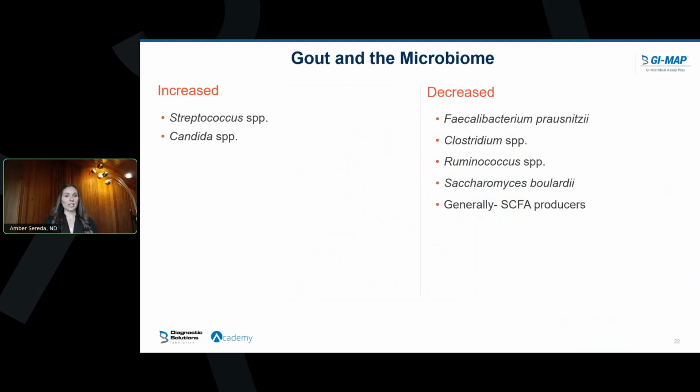And just a few characteristics of the microbiome of gout patients that we see in the literature. Overall, we tend to see an increase in strep species and candida species. Overall, we see a decrease in Faecalibacterium prausnitzii, Clostridium species, Ruminococcus species, Saccharomyces boulardii, and in general, our short chain fatty acid producers. And I should add S. ratiate to that. We will see it coming up in our case.